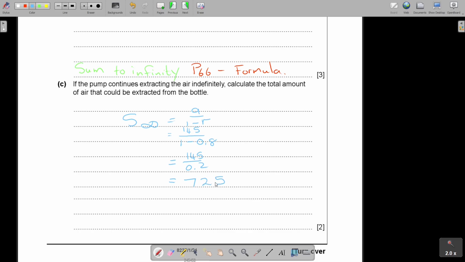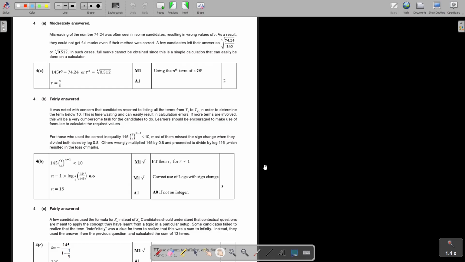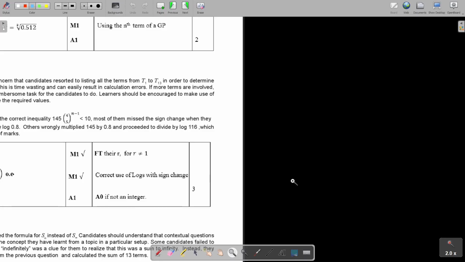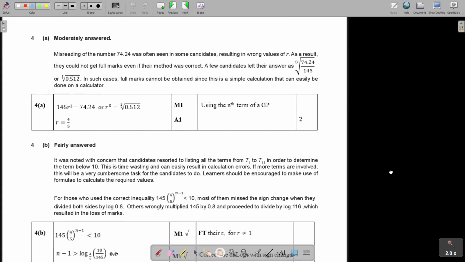Now I'm going to take you to the exam report. On the exam report, they are saying to you, I think I can make it still a bit bigger, then you can see better, okay?